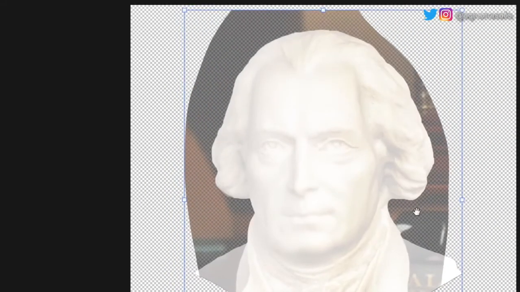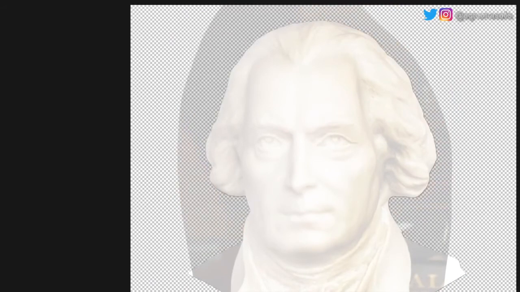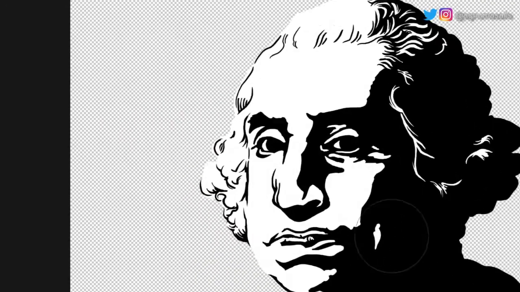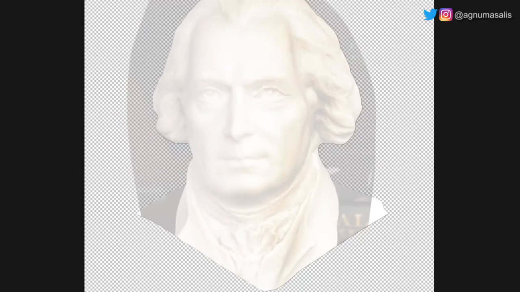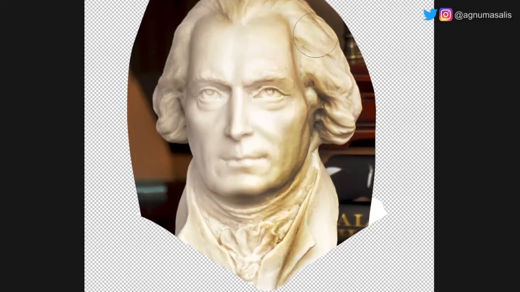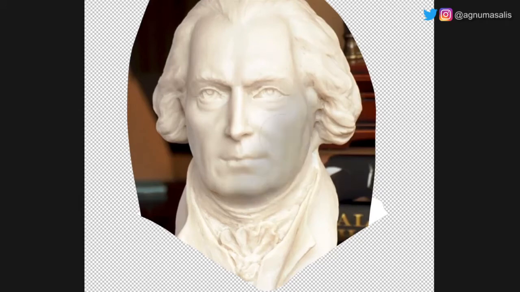Okay. Amendment number 5. No person shall be held to answer for a capital or otherwise infamous crime, unless on a presentment or indictment of a grand jury, except in cases arising in the land or naval forces, or in the militia, when in actual service in time of war or public danger, nor shall any person be subject for the same offense to be twice put in jeopardy of life or limb, nor shall be compelled in any criminal case to be witness against himself, nor be deprived of life, liberty, or property without due process of law, nor shall private property be taken for public use without just compensation.